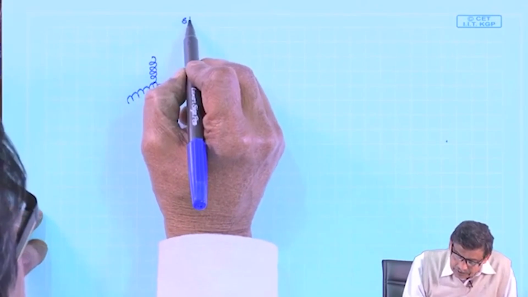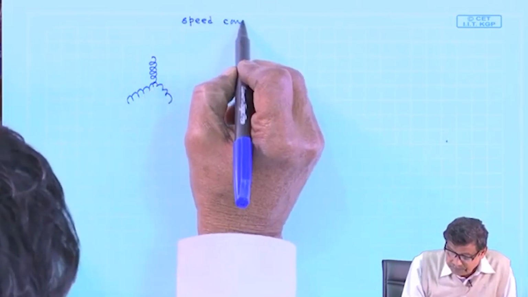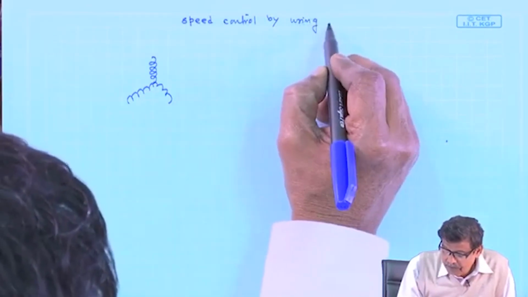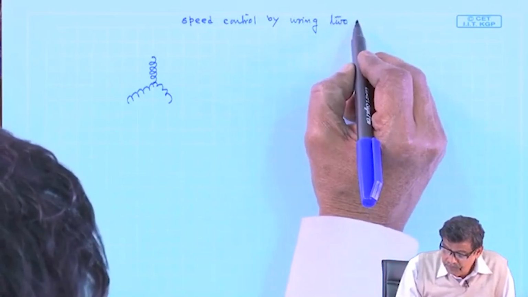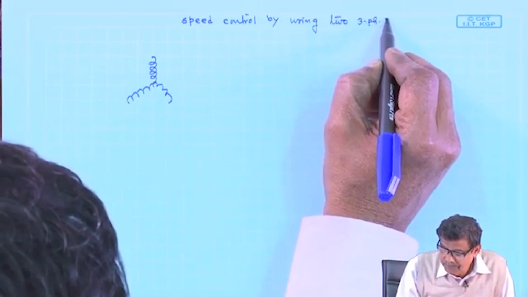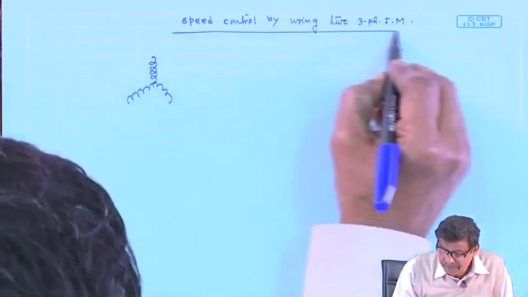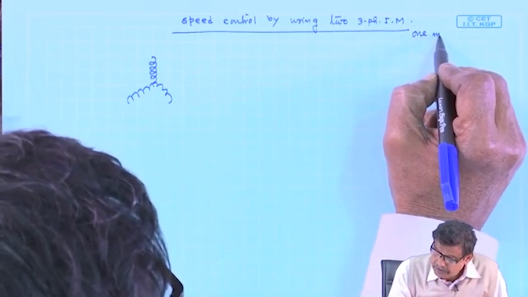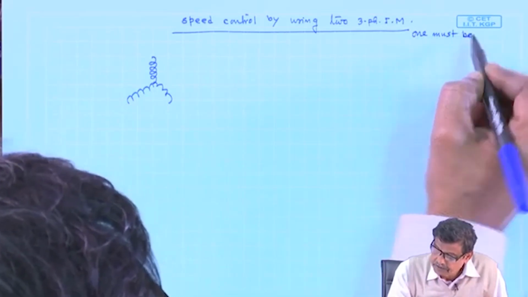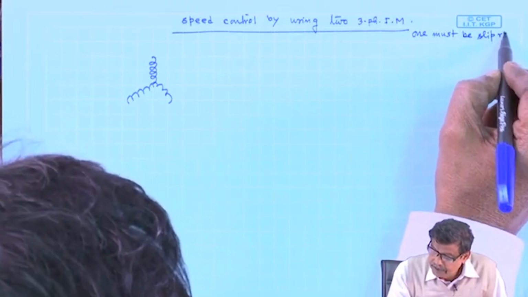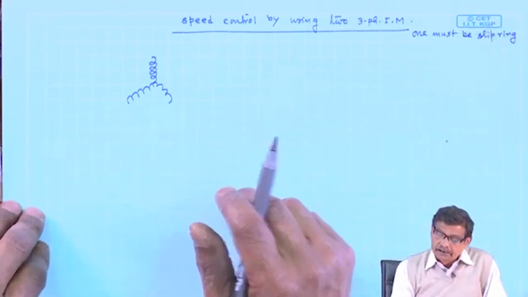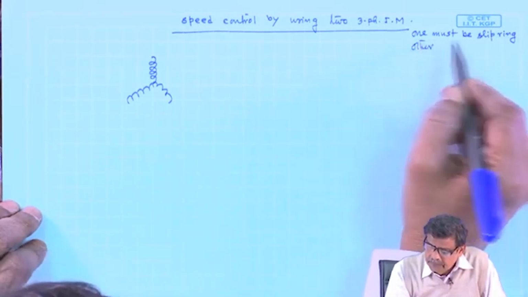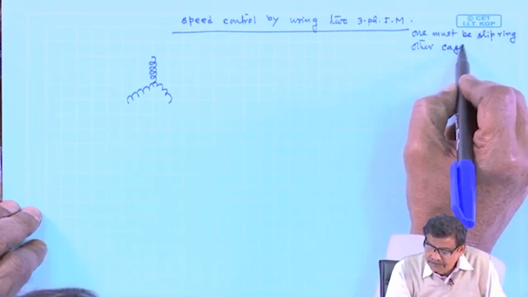So, it is like speed control by using two 3-phase induction motors, of which one must be a wound rotor, that is, one must be slip ring type. Slip ring motors are costly because slip rings and brushes are there. The other may be slip ring or cage, because then the cost is reduced.